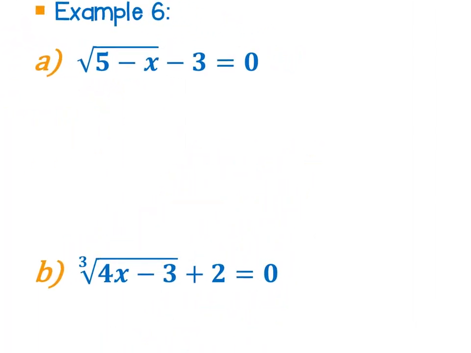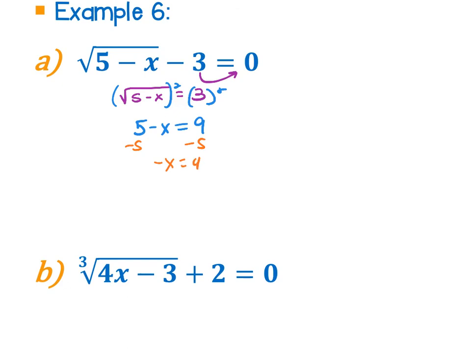Okay, so I'm going to look at A, which says the square root of 5 minus x, minus 3, equals 0. The first thing I'm going to do is add that 3 to the other side, getting my square root on the side by itself, and then I want to square both sides of the equation. The square of the square root cancels out, leaving me with what's underneath, and then 3 squared would be 9. Solve it by subtracting the 5, negative x would equal 4, and multiply or divide by negative 1, and x is equal to negative 4.